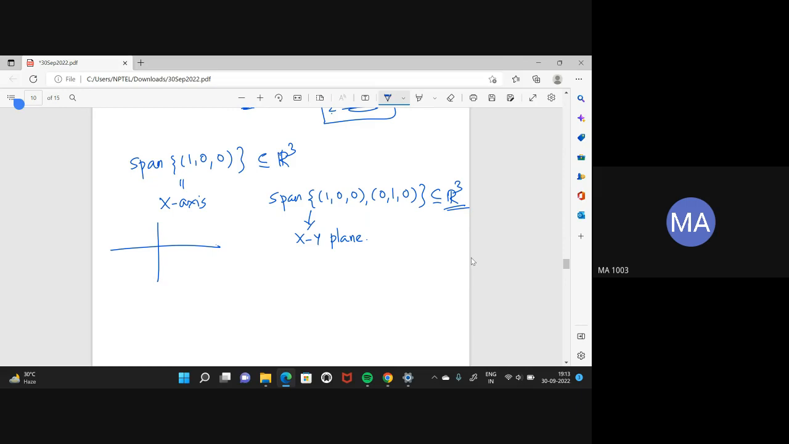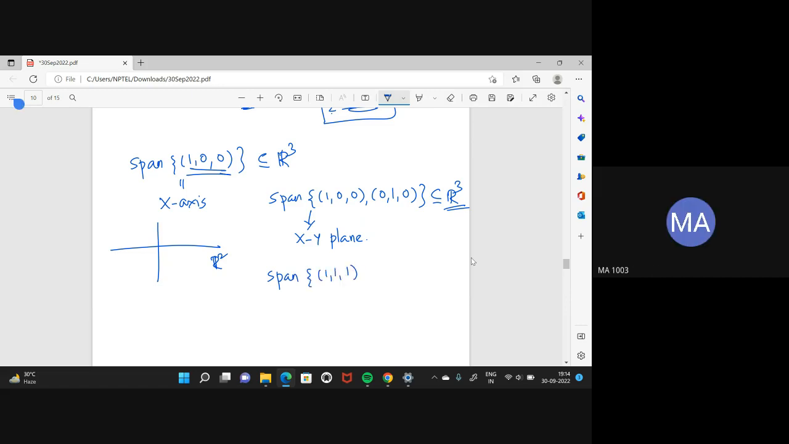But if we were in R2, it would have been the entire R2 itself. So it depends on which space we are in. Based on that, if you have one vector, it is always going to generate a line, whatever the space. If you have two vectors which are not linearly dependent, it is always going to generate a plane, irrespective of which space you are in. So it will always be a plane in R3.